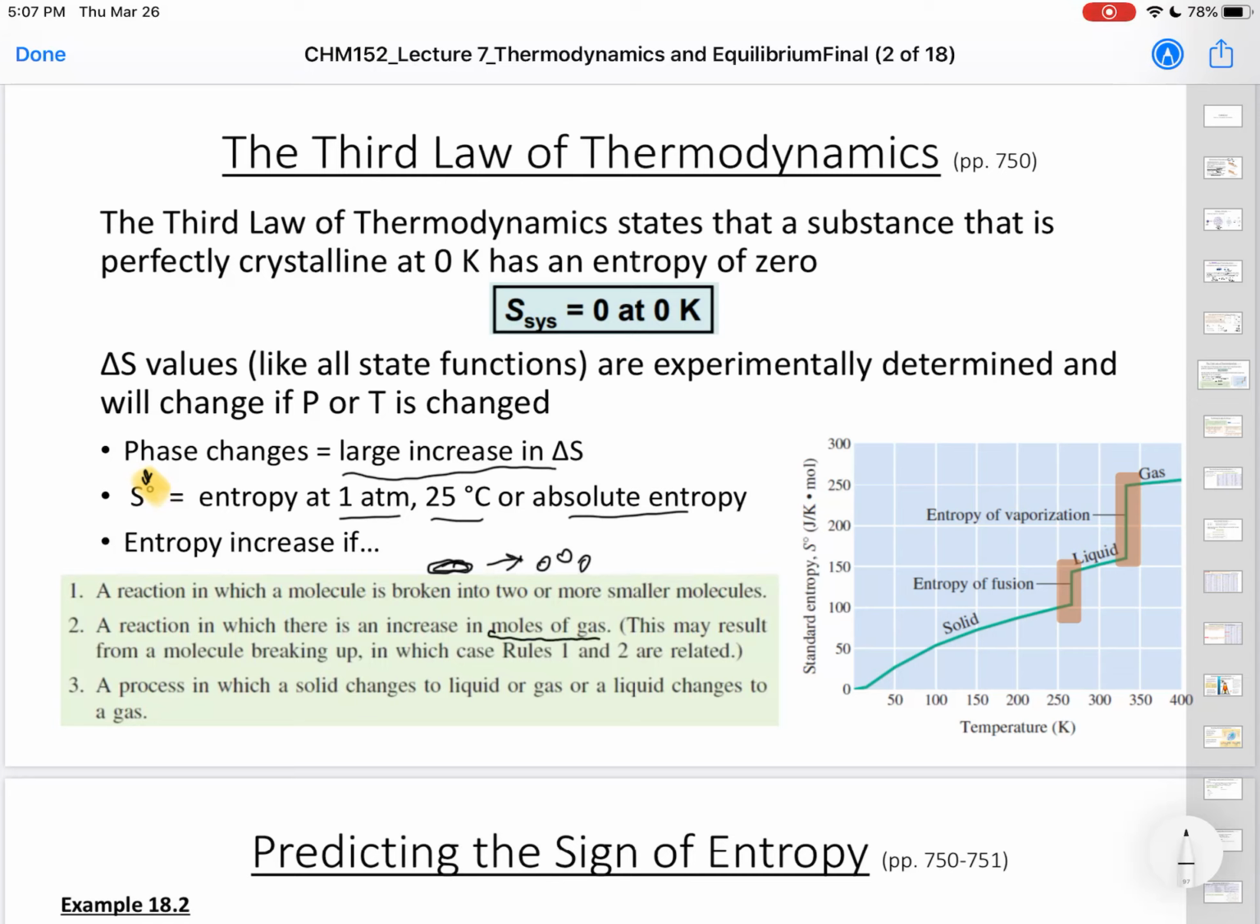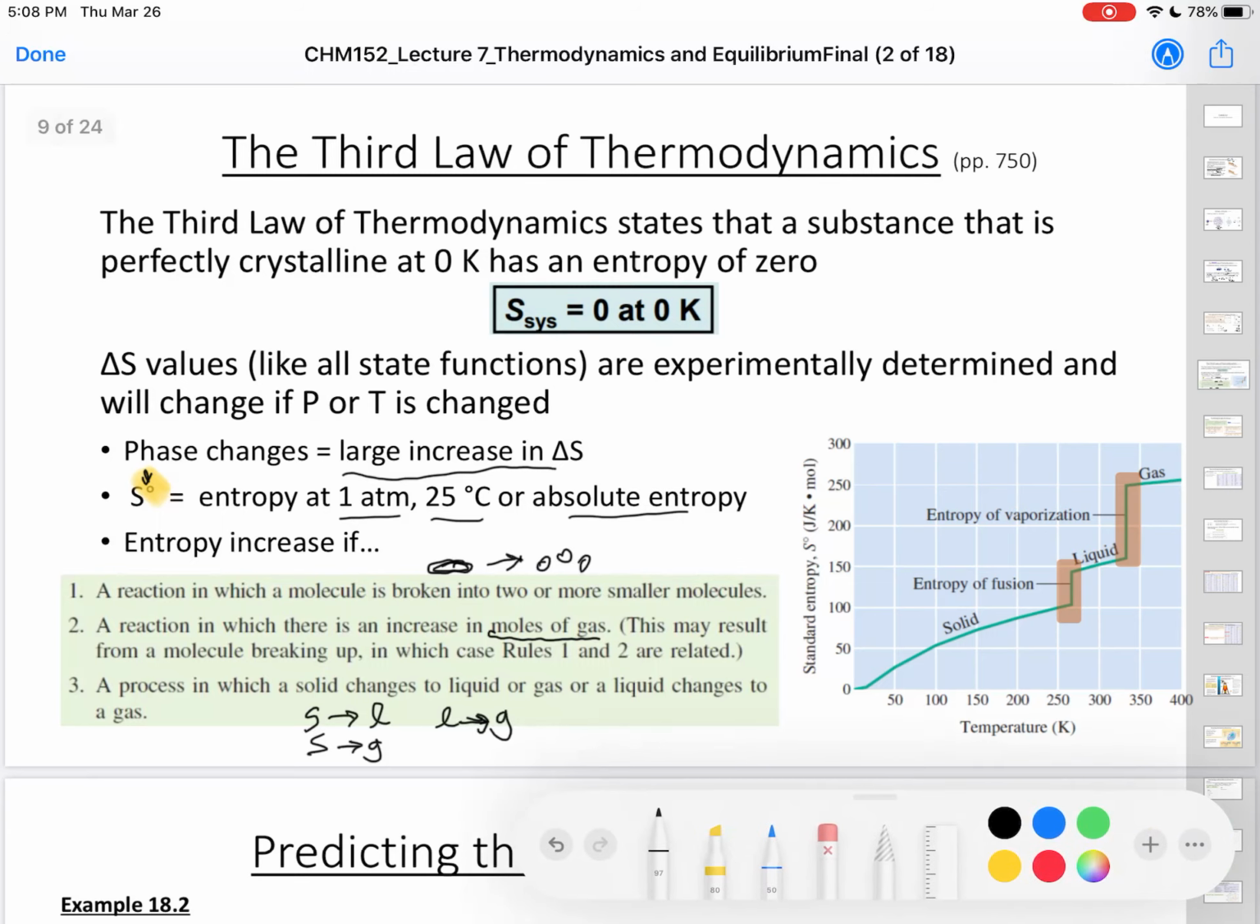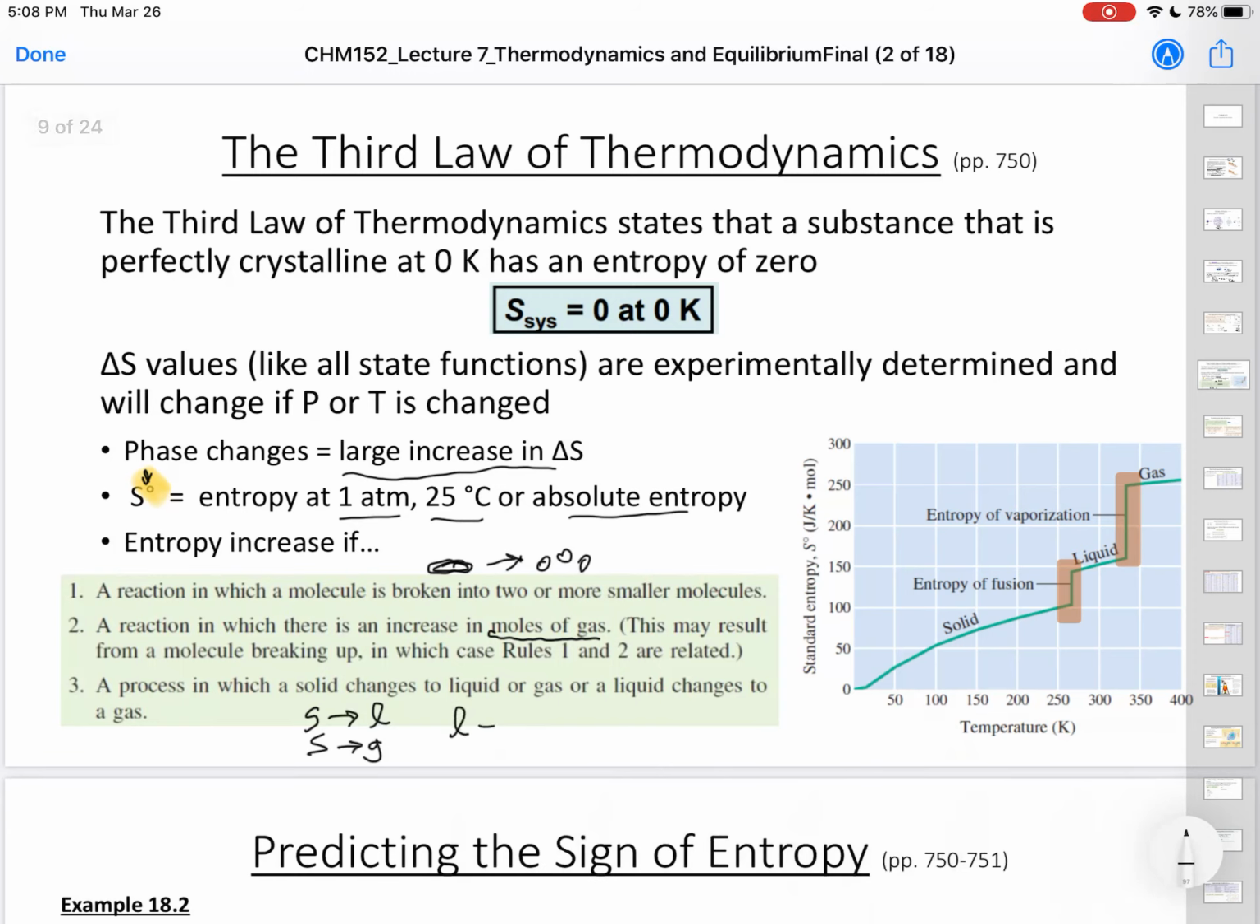Rule 2: a reaction in which there is an increase in the moles of gas, okay? And this may result from a molecule breaking up, in which case Rule 1 is also related to Rule 2. Rule 3: a process in which a solid changes to a liquid or a gas, or a liquid changes to a gas. So basically, if a solid becomes a liquid, a solid becomes a gas, or a liquid becomes a gas, all of these things, we're getting more disordered, so therefore, delta S would be greater than 0.